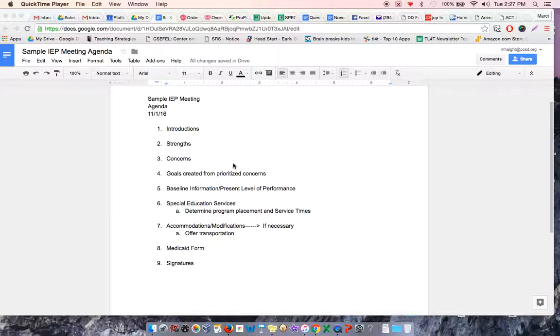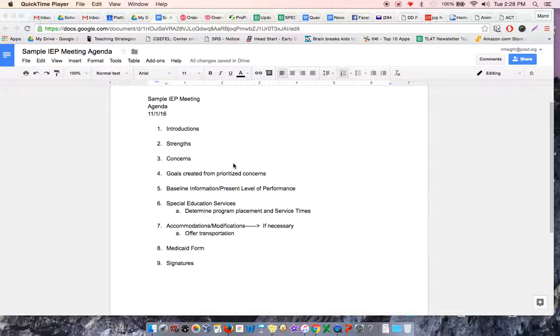So if one of their concerns that we turn into a goal has to do with potty training, then we need to look at our baseline information and our present levels as far as what is this kid doing at home and at school and in the community in the area of potty training right now. What is the child capable of doing? What is the child not capable of doing? We talk about that, we write that information down, and we plug it into page 3 after the meeting.